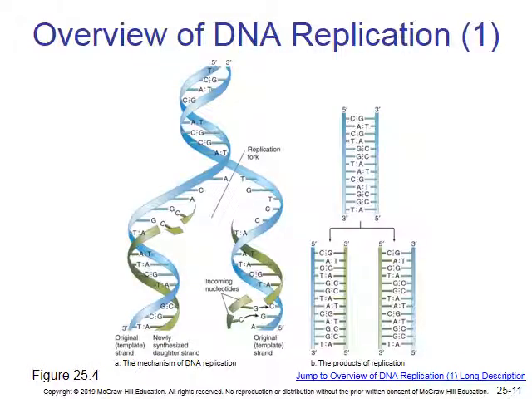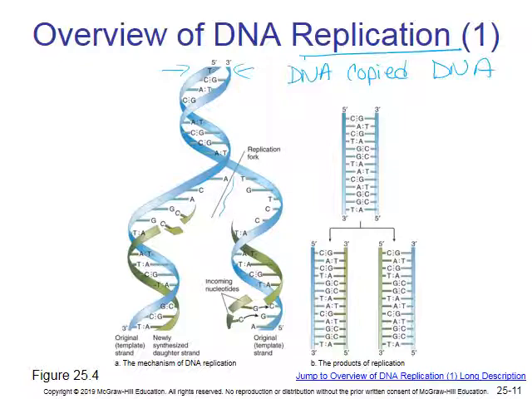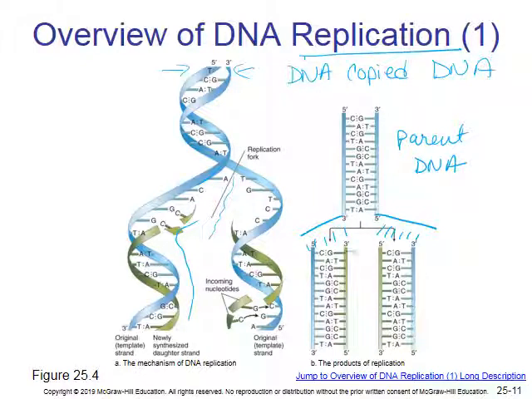Here we have an overview of DNA replication. DNA replication is when DNA is copying itself, so DNA copied to DNA. You can see you have your double helix strand of DNA. You can see that those hydrogen bonds are broken, and we're going to start the process of copying. So here's our parent DNA, and you can see that those strands split, and then we copy the parent strand, and we end up with these daughter strands.